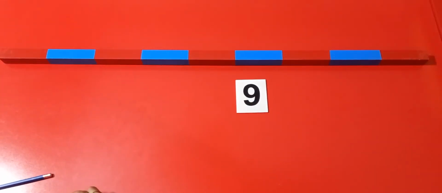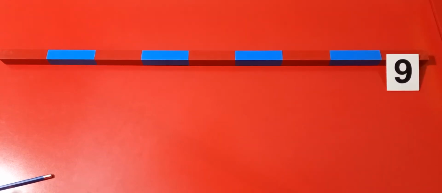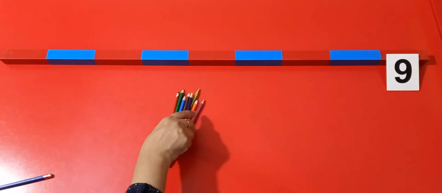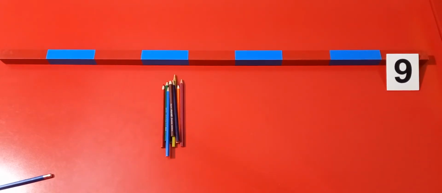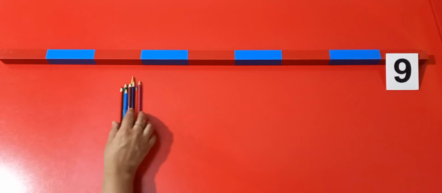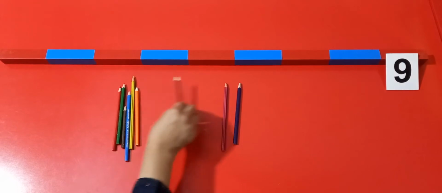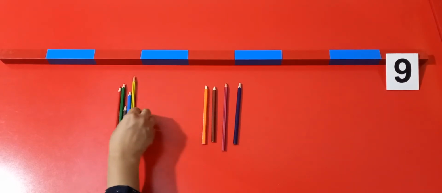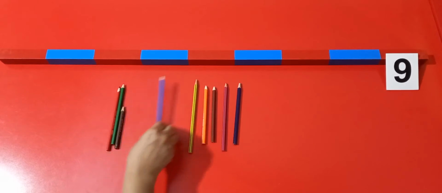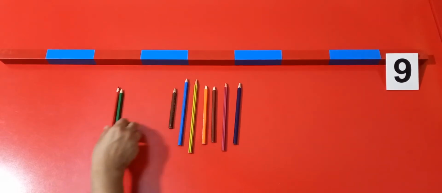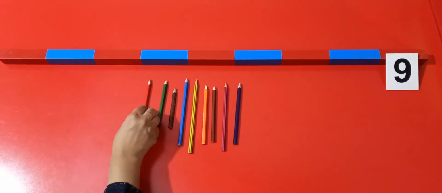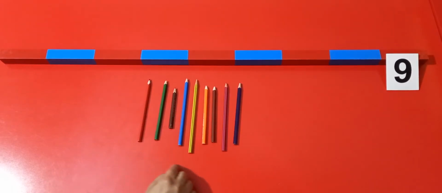So we are going to count some more things that are 9 in quantity. We have some color pencils. Who is going to tell me how many there are? Let's count these colors and see their quantity. Start with me. 1, 2, 3, 4, 5, 6, 7, 8, and 9. Yes, these are 9 in quantity.